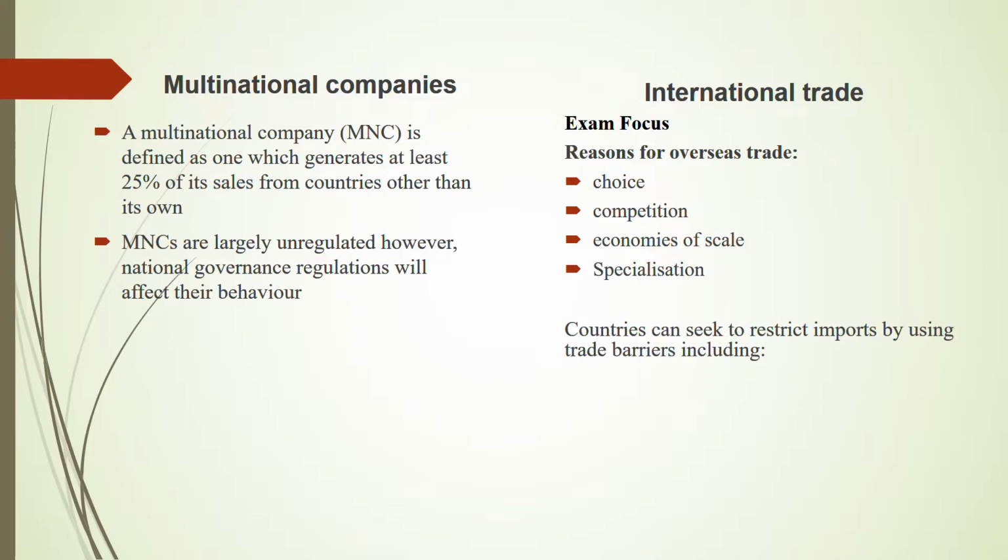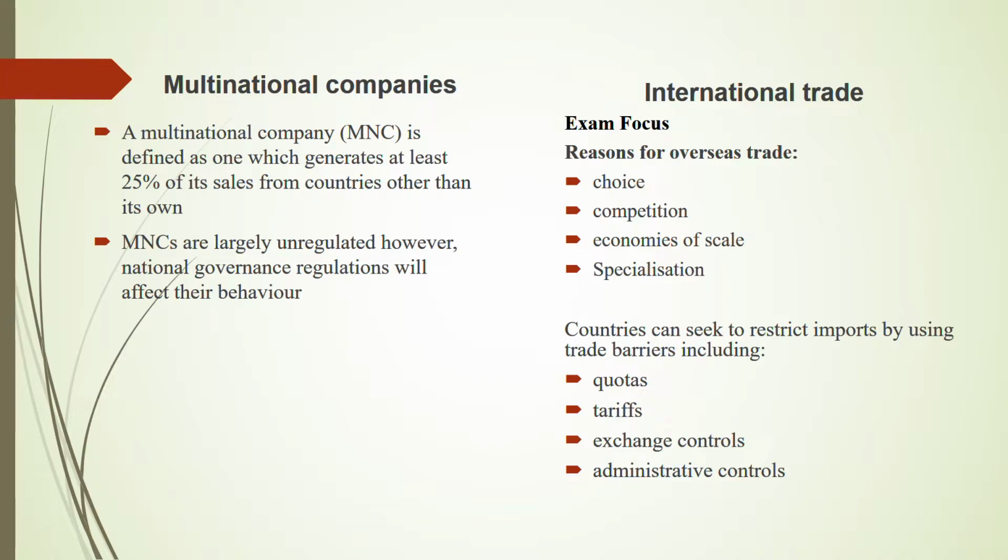Then countries can also seek to restrict imports. Okay, they might want to reduce import. They might want to restrict the level of import that is happening. They are known as trade barriers. What are the trade barriers? It can include quotas. It can include tariffs. They will give a percentage, that this is the percentage, beyond this you cannot import. Then we have exchange controls. Exchange controls we are going to study in more detail later on.